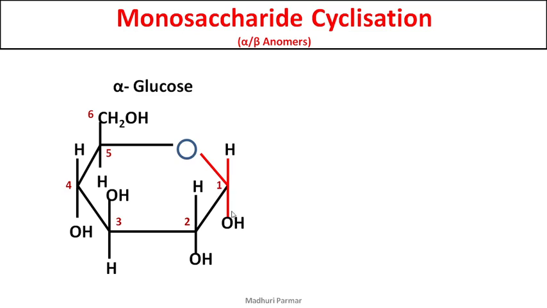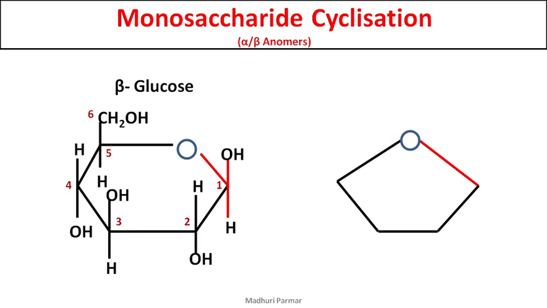What is shown in red is your hemiacetal functional group. If the OH on this group is present on the bottom, it is called alpha glucose. If the OH is present on the top, then it is called beta glucose. This is again a type of isomer, and these isomers are called alpha beta anomers. Remember this much, it will be important when we study disaccharides and polysaccharides. Beta means OH on the top, alpha means OH on the bottom.